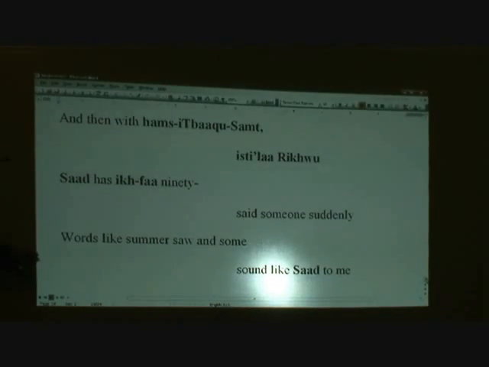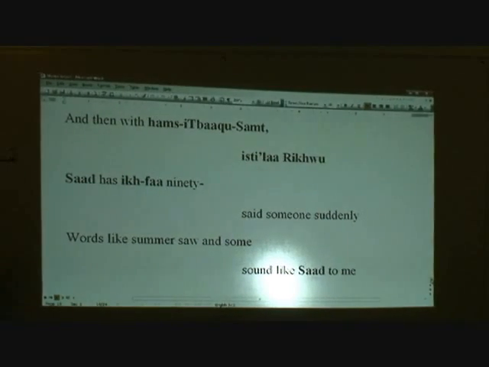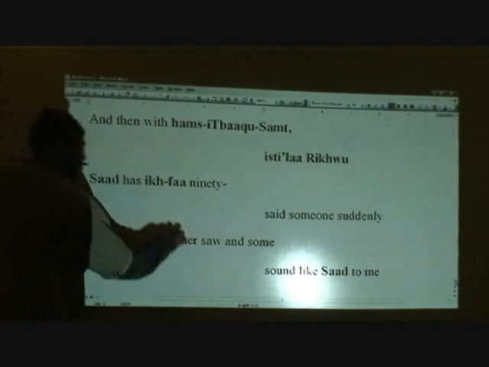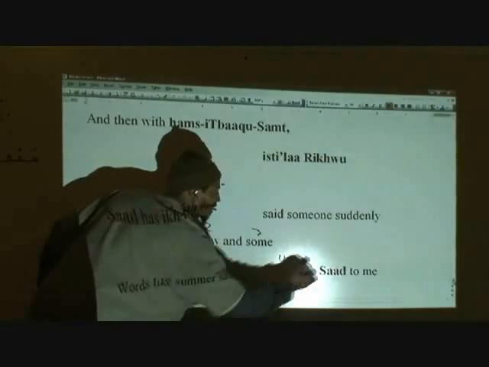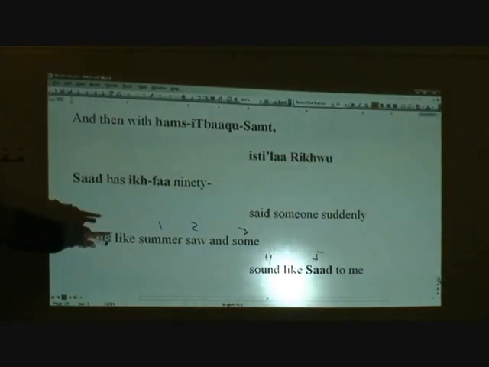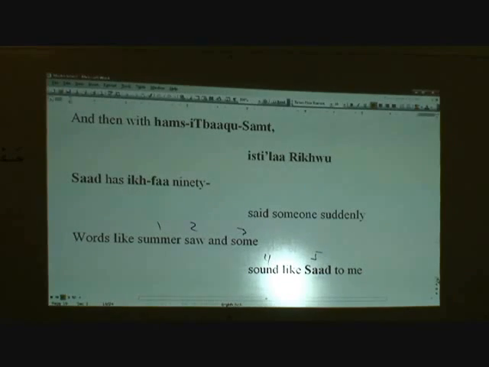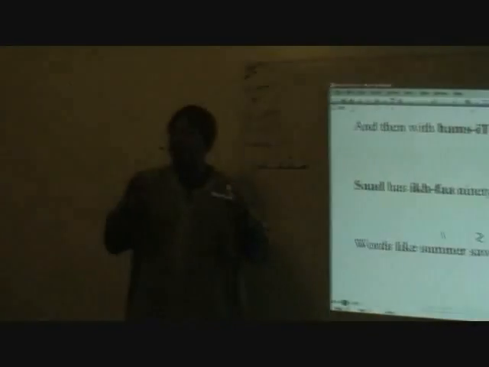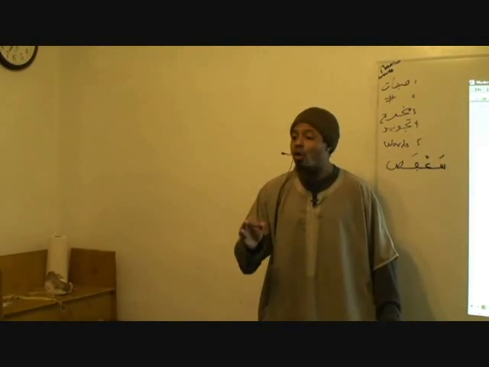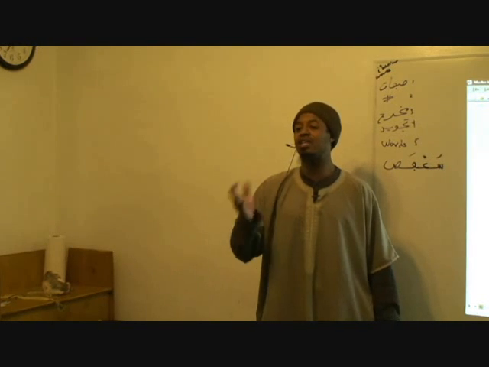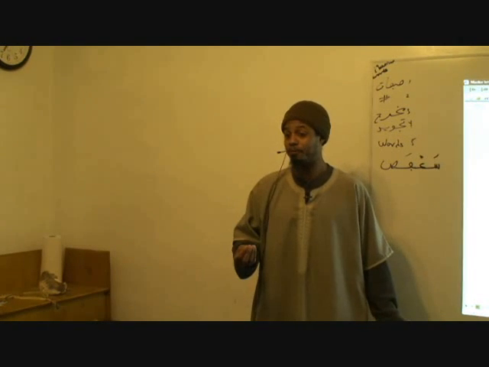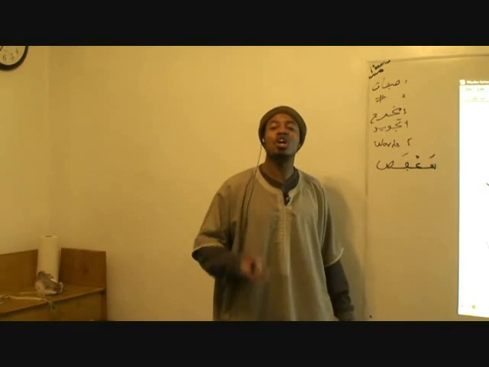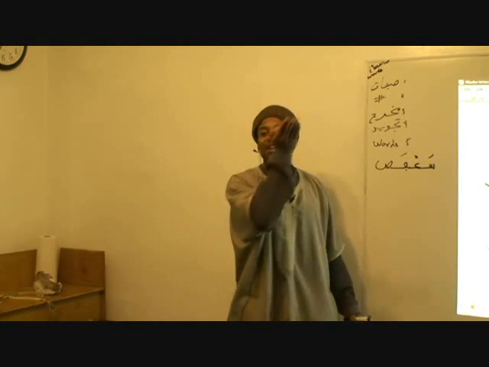Then it goes on to give you some words. Words like summer, saw, and some sound like sad to me. All these words are the sad. When you say summer, like I said, I gave you a principle: when in the English language you say a sound that has a U or O, and you're not saying oo to that sound, you're pronouncing it with the sad pronunciation. So say summer. Now say it with the sad, summer. You see how the tongue goes up and near the front?